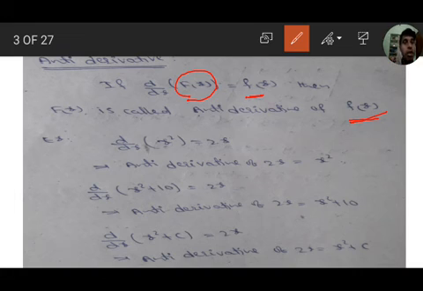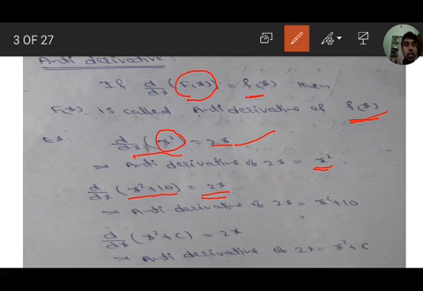For example, the derivative of x square. We know the derivative of x square is 2x. Therefore, this x square is an antiderivative of 2x. Next, the derivative of x square plus 10 equals what? 2x. X square derivative is 2x, 10 derivative is 0, so 2x plus 0 means 2x. Therefore, this x square plus 10 is an antiderivative of 2x.